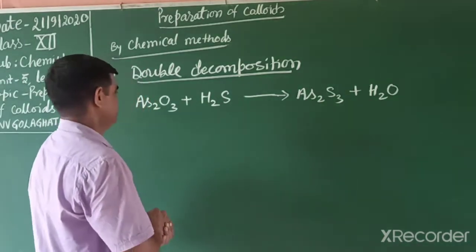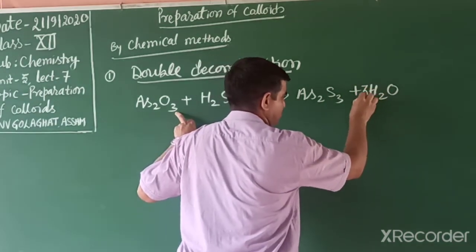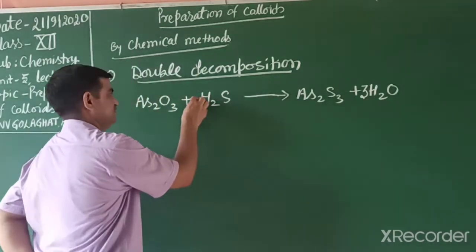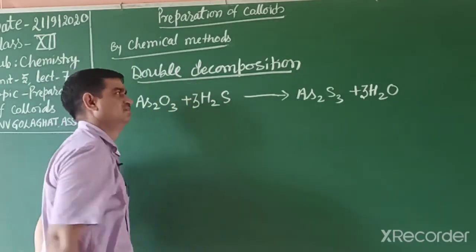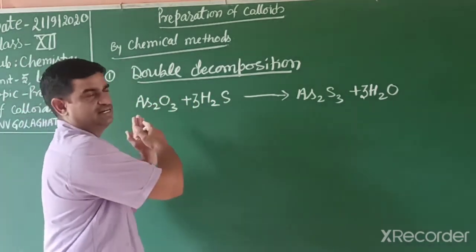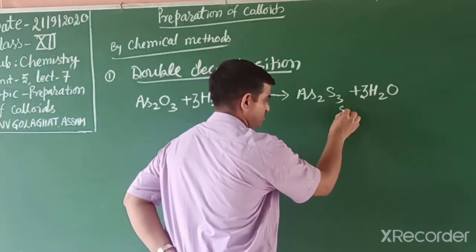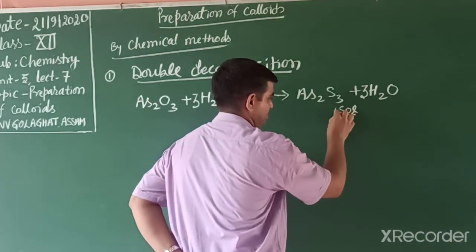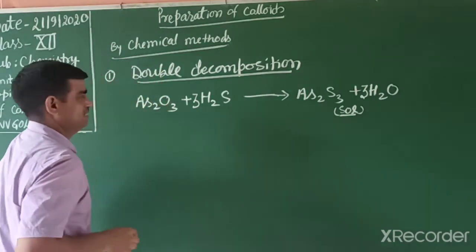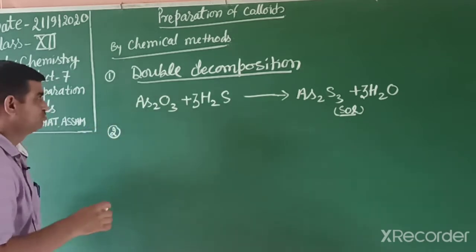Now we will balance. Oxygen has 3 atoms on one side and only 1 on the other, so multiply by 3. Then hydrogen is 6 and sulfur is 3, so again multiply by 3. In this way the reaction is balanced, with reactant side and product side both equal. This arsenious sulfide is a sol, so by this reaction we can prepare arsenious sulfide sol. That is one method, double decomposition. The next reaction we will explain by oxidation.